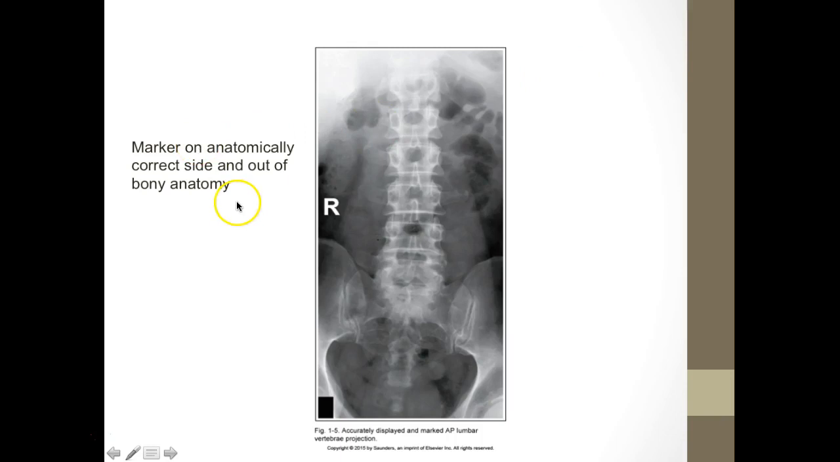The marker is on the anatomically correct side. This is great collimation. We're just outside of the SI joints, and it's out of the bony anatomy. A lot of people put the marker down here in the bony anatomy, but you may cover up something, so get it into the soft tissues.